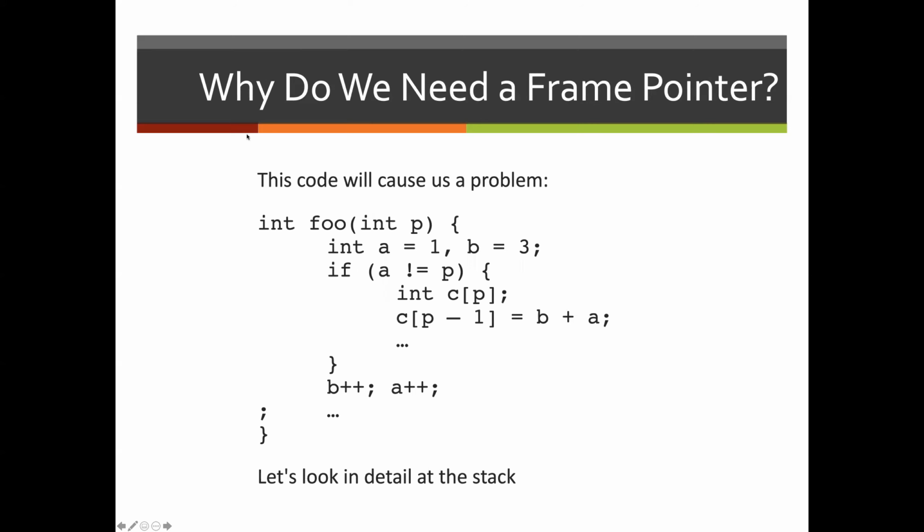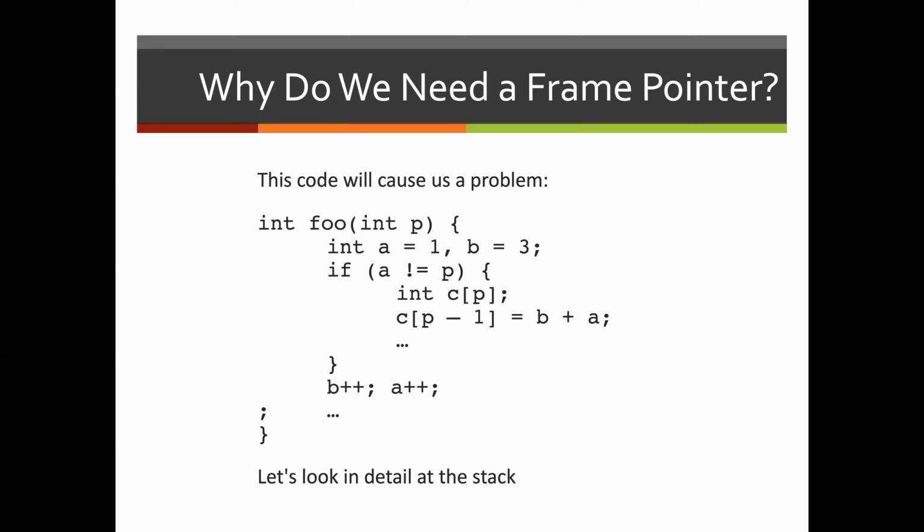So why exactly do we need a frame pointer? Well, to illustrate, let's take a look at an example method. In this method, foo, we have a number of different variables that are declared. We have our integer p, which is the parameter that is passed into the method. We also have variables a, b, as well as an array called c. The size of the array c is the value of p, so the end of it would be p minus 1. We have our assignment c[p-1], the last element in the array, is going to be equal to b plus a.